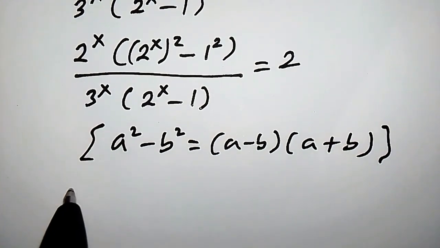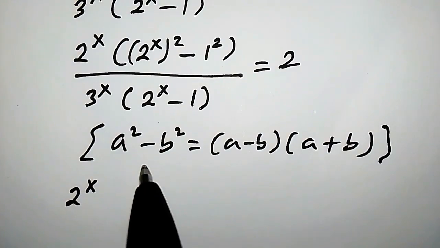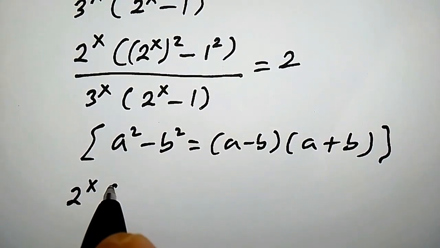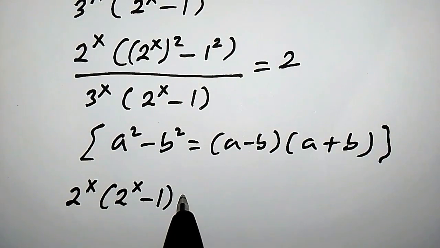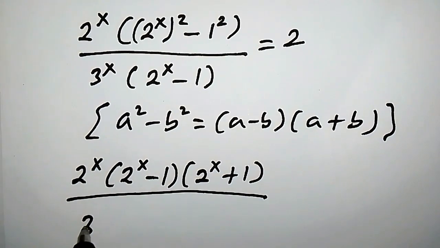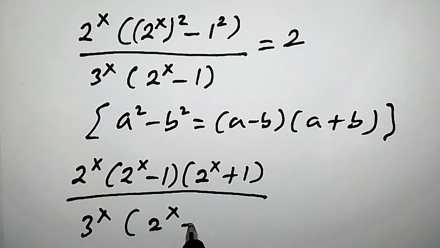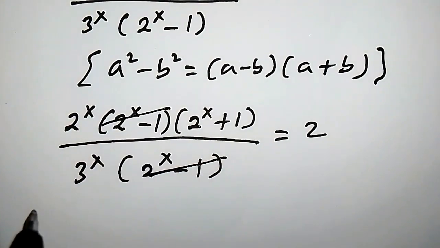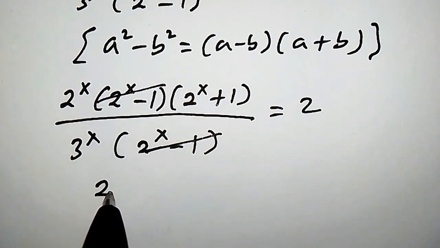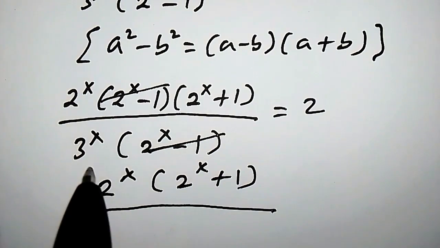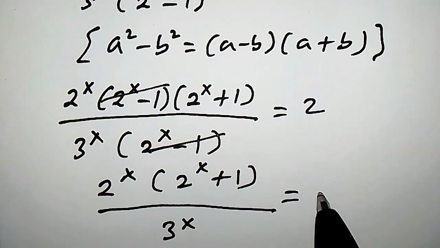So from this line we have 2^x. If we apply this property to this part, we are going to have 2^x minus 1 times 2^x plus 1, divided by 3^x times 2^x minus 1, equal to 2. What do you notice here? You will notice that 2^x minus 1 cancel each other, so we are left with 2^x times 2^x plus 1, divided by 3^x, equal to 2.